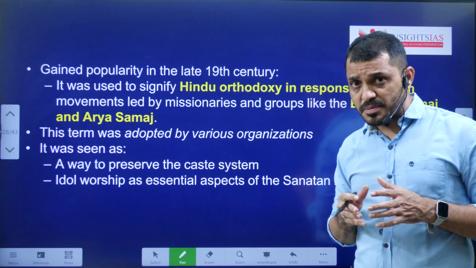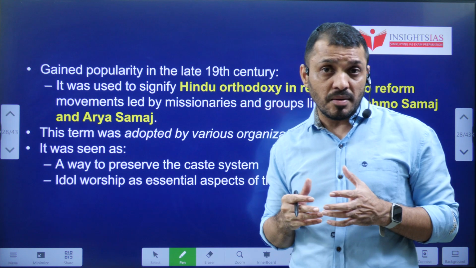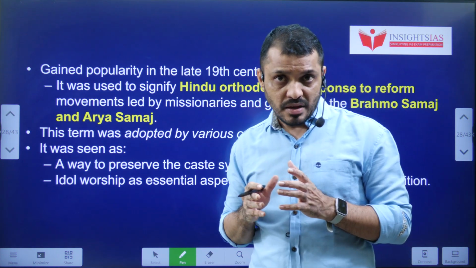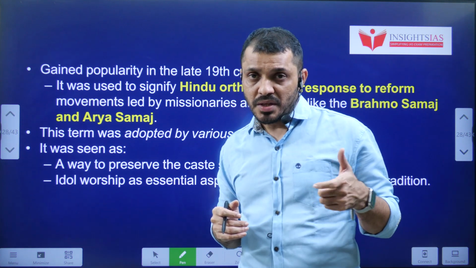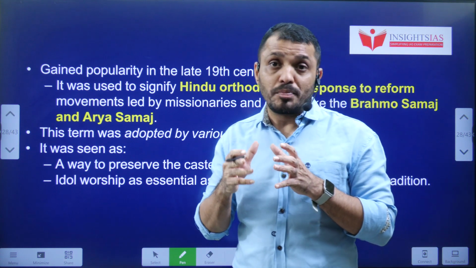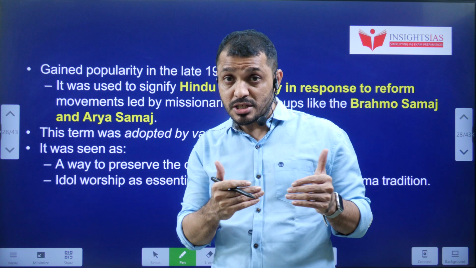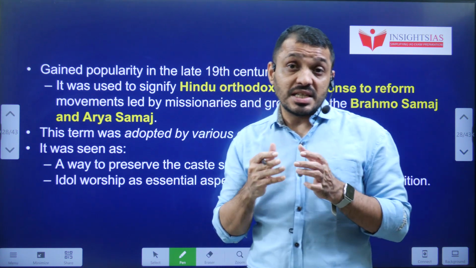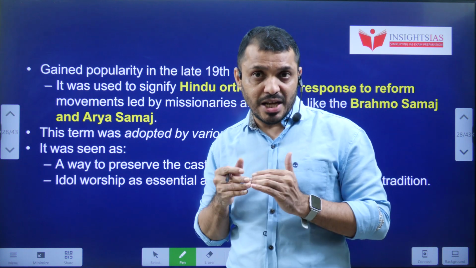The Sanatana Dharma concept gained much popularity. In fact, we can see this as a counter to the socio-religious movements. When socio-religious movements were trying to reform the Hindu religion or trying to reform the religions, some of the people who believed that old values in the religions are better compared to these socio-religious movements decided to preserve their religious values or cultural values.